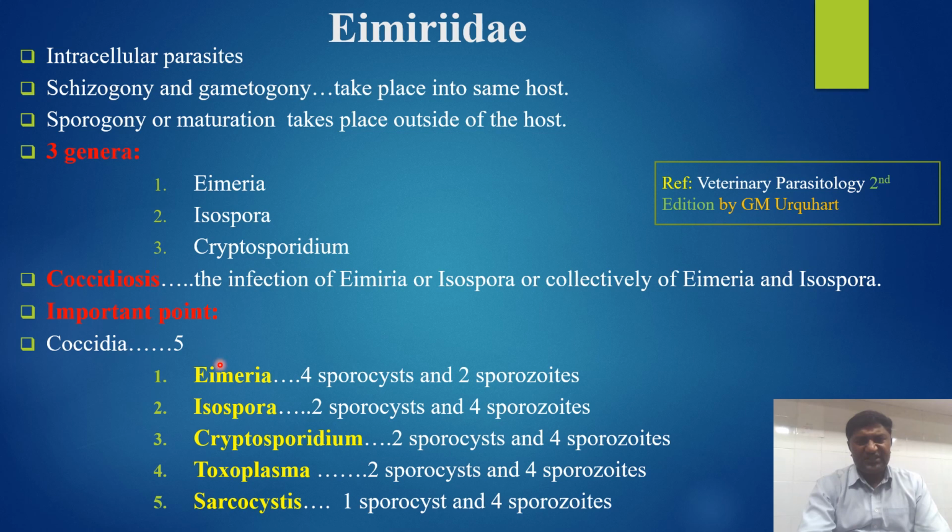These five coccidia are different from each other. The first one is Eimeria. It has four sporocysts and two sporozoites, while Isospora has two sporocysts and four sporozoites, and Cryptosporidium has no sporocysts and four sporozoites. While Toxoplasma has two sporocysts and four sporozoites, Sarcocystis has only one sporocyst and four sporozoites.